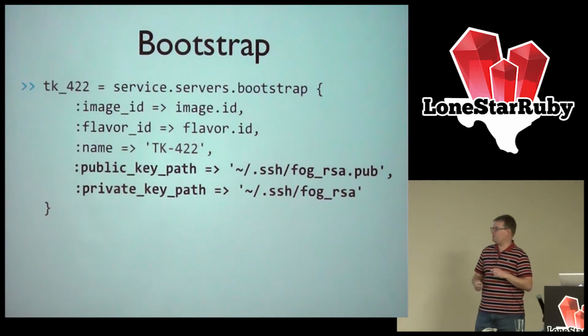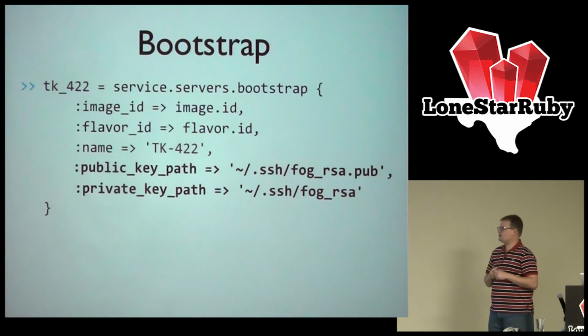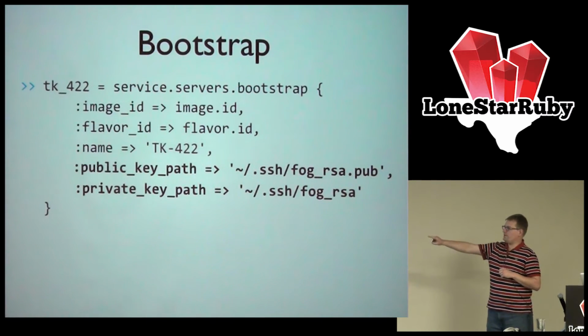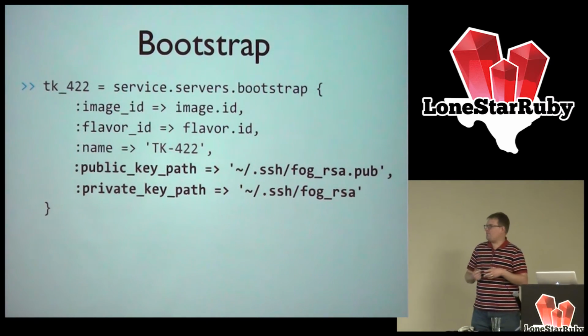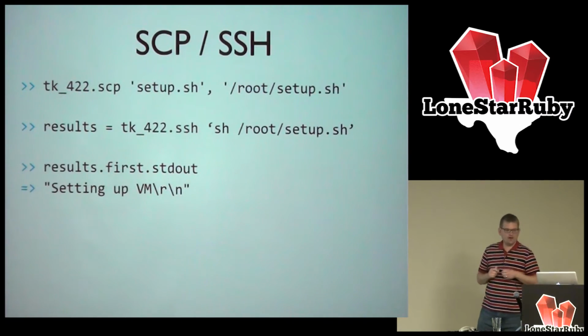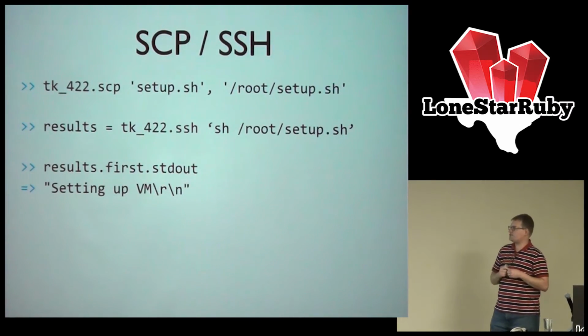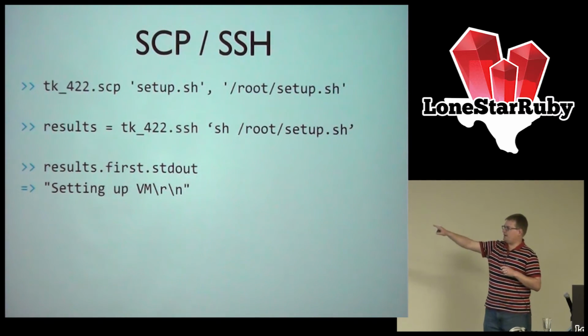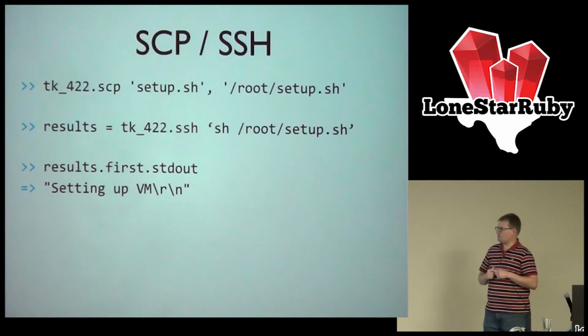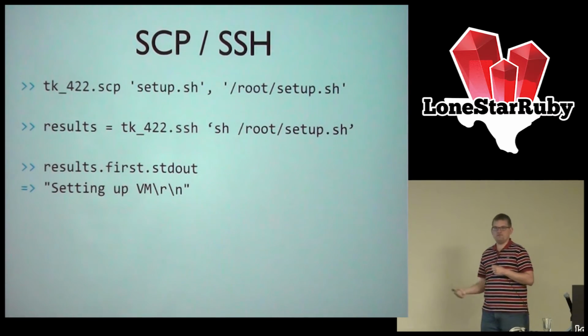And you can see here that the Bootstrap syntax is very similar to the create, with the addition of a couple new attributes, the public key path and the private key path. And once this Bootstrap method finishes, we can actually start using the server. Fog provides an SCP and an SSH method, so we can go ahead and manipulate it. So you can see here, I'm going to SCP up a setup script to root/setup, and then I'm going to remotely execute it. And you can see that it results in saying that it's setting up the VM.